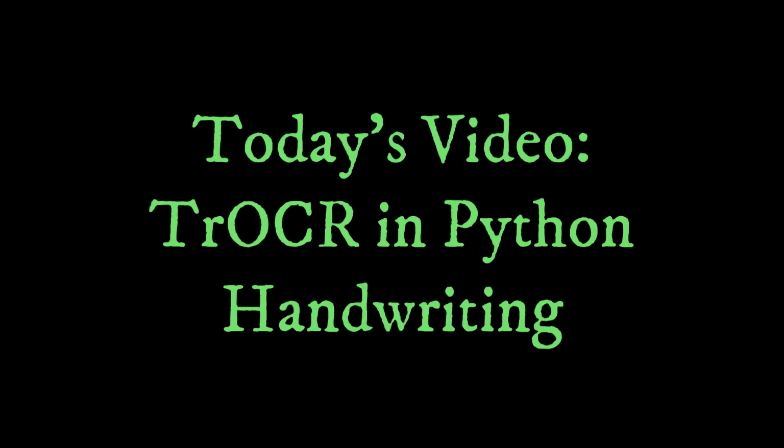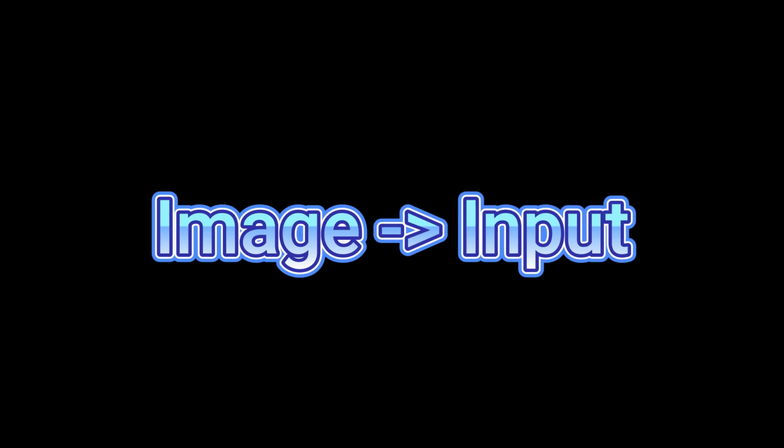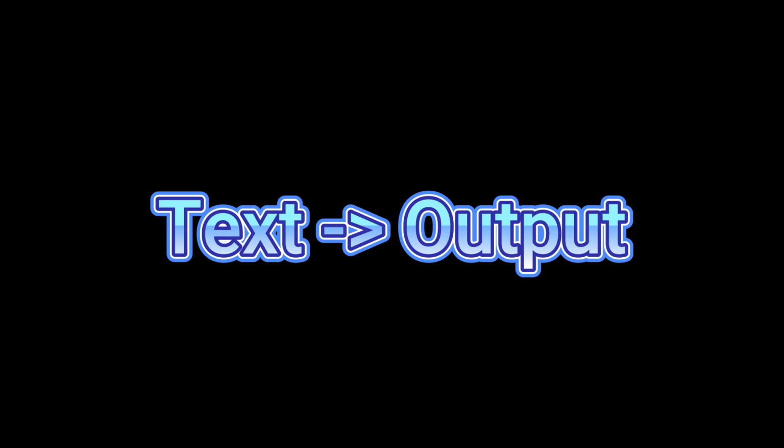In this video, I'll show you how to harness this powerful technology in a Python project and transform images containing handwriting into text with just a few lines of code. TrOCR provides an end-to-end approach using a pre-trained image transformer encoder for input and text transformer decoder for output.